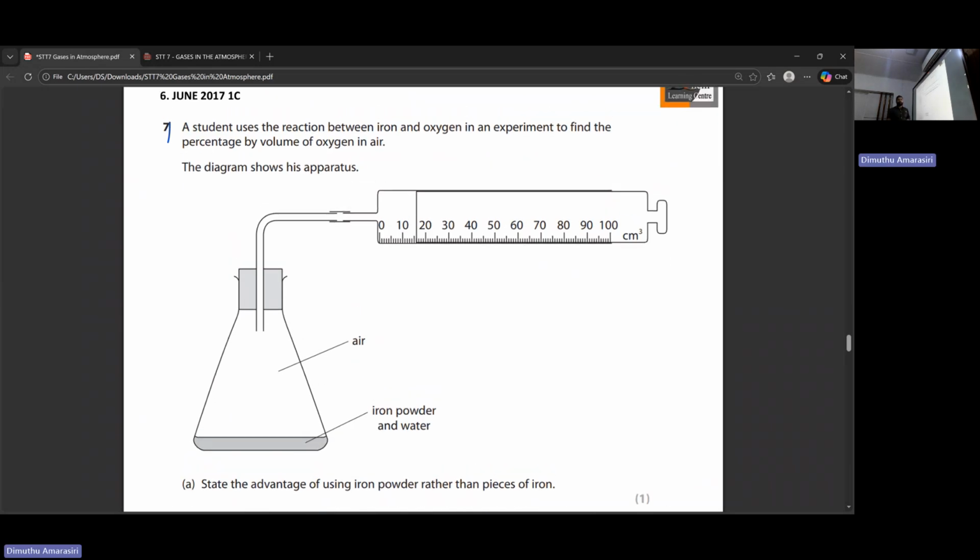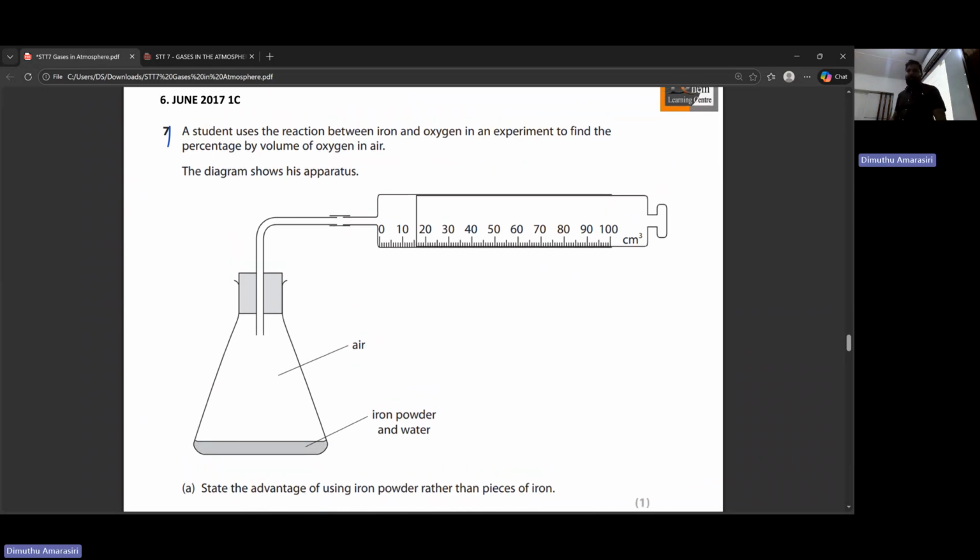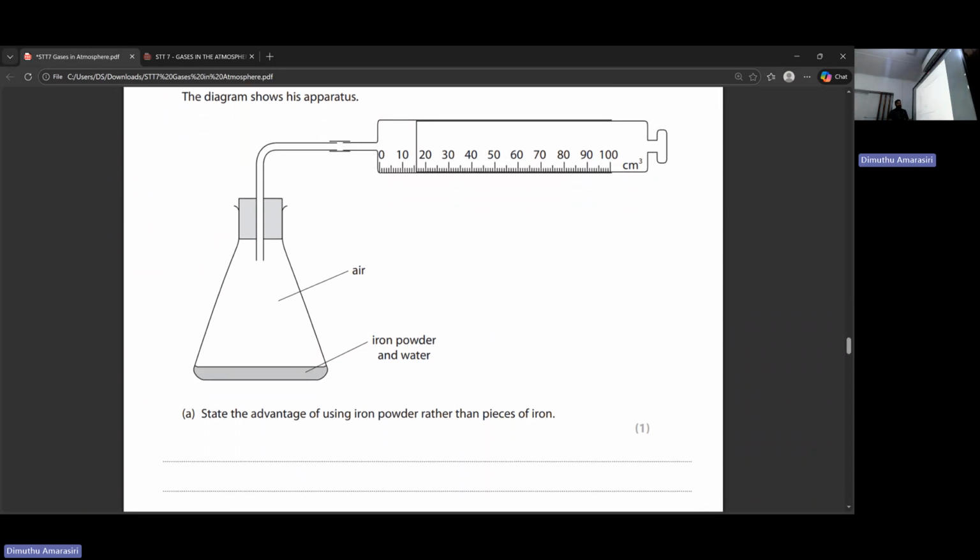So we will discuss this question and I'll give you around 5 minutes, and we do the test on gases in the atmosphere, whether you like it or not. Next day, we'll be starting the new lesson. We have to finish the syllabus quickly, children.